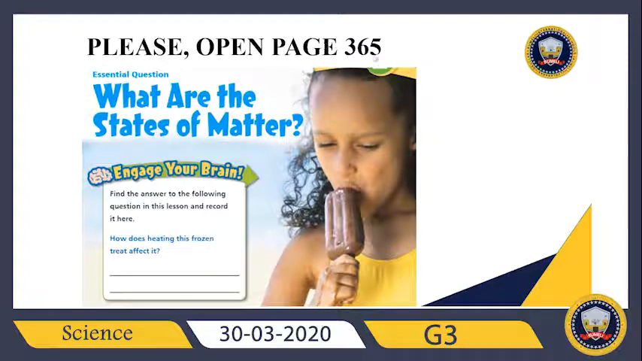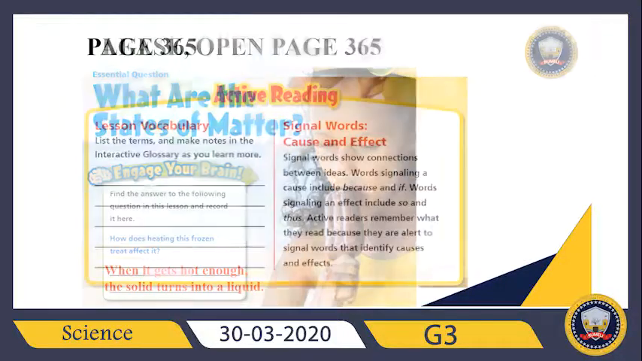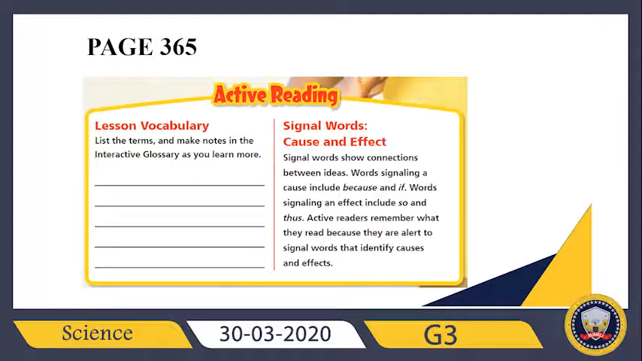Please open page 365. It's asking how heating this frozen treat affects it. Think about it. If it gets hot enough, it will turn into what? Liquid, right? When it gets hot enough, the solid turns into a liquid. What about liquids? When the liquid gets hot enough, what will happen? The liquid turns into a gas, right? Remember, they are the states of matter: solid, liquid, and gas. Good job.